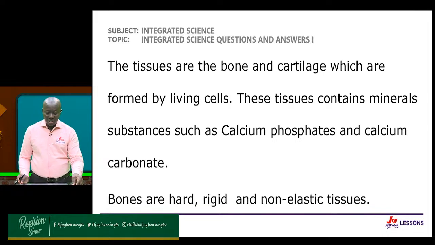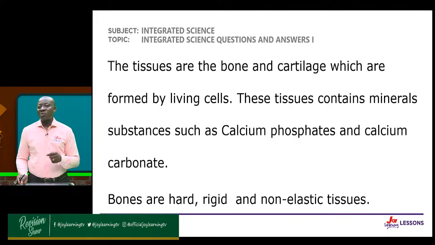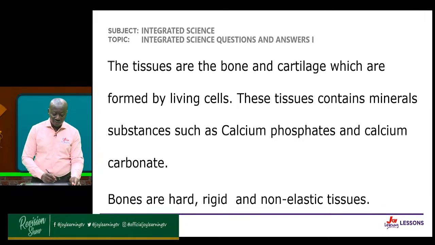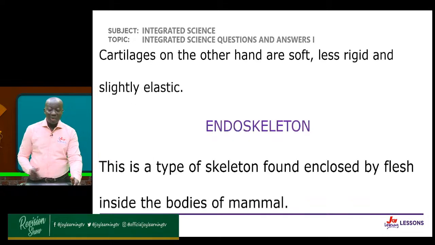These tissues contain minerals, such as calcium phosphate and calcium carbonate. So the tissues which we are calling the bone and the cartilages are rich in calcium phosphate as well as what? Calcium carbonate. The bone itself contains lots and lots of calcium phosphate. Bones by nature are hard, rigid and non-elastic. So it means that your bone cannot stretch.